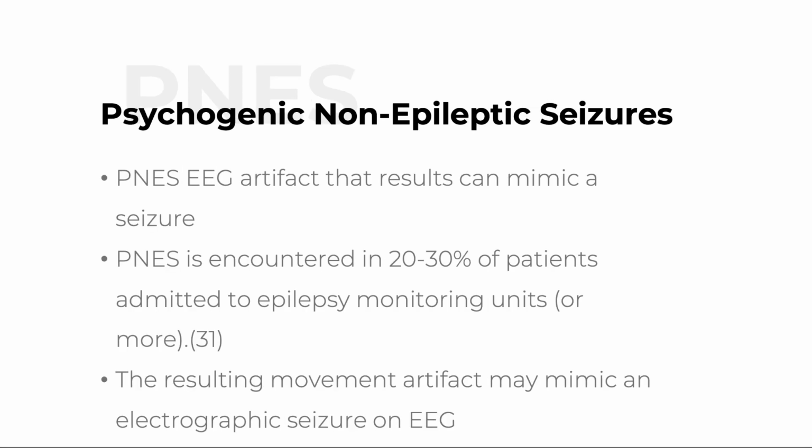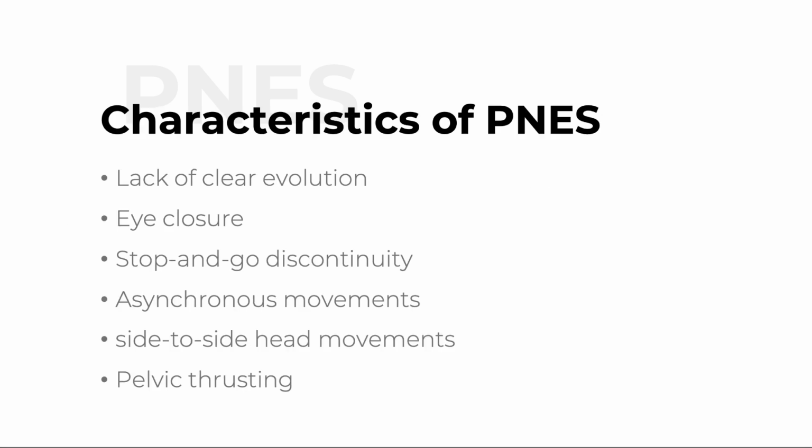One last kind of curveball that's worth discussing are psychogenic non-epileptic seizures. It's very common in epilepsy monitoring units, and it may result in movement artifact that mimics an electrographic seizure on EEG. And so this is because sometimes these movements sort of do evolve a little bit in some patients. Often they're kind of suddenly starting and suddenly ending, and they wax and wane with stop-start quality, this sort of thing that is characteristic of psychogenic non-epileptic seizures. But sometimes they can appear to have some pseudo-evolution.